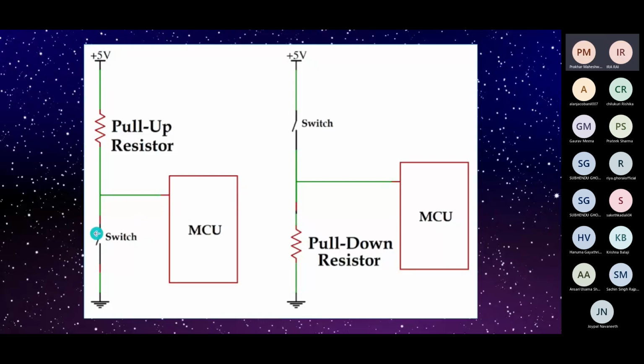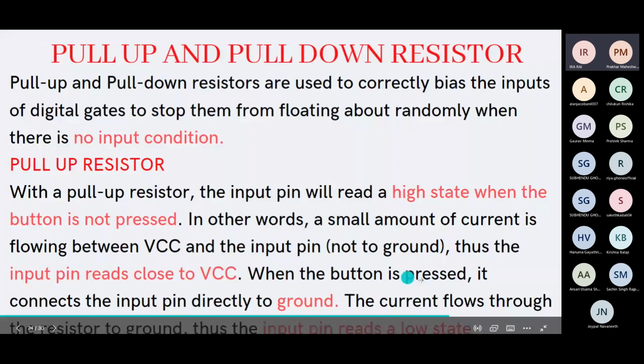When the switch is closed, the pin gets into a low state. As we see here, when the button is pressed, it connects the input directly to ground. Because of this, the input pin reads a low state. So these were pull-up resistors, which are much more in use than pull-down resistors.